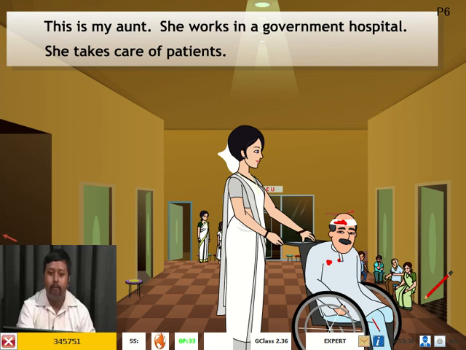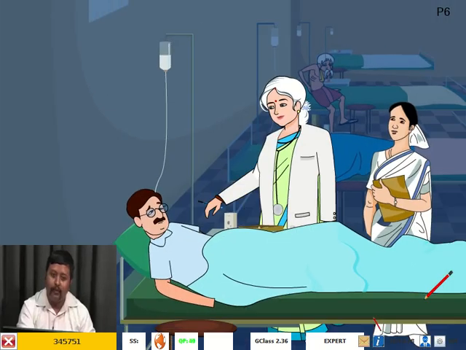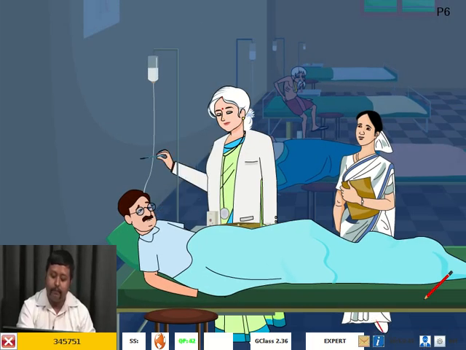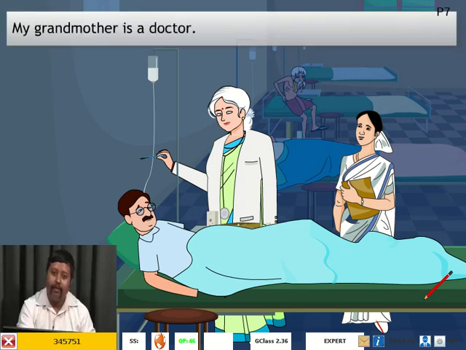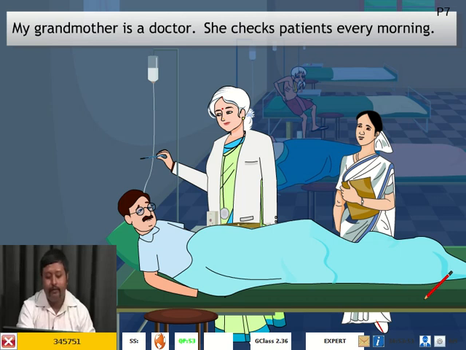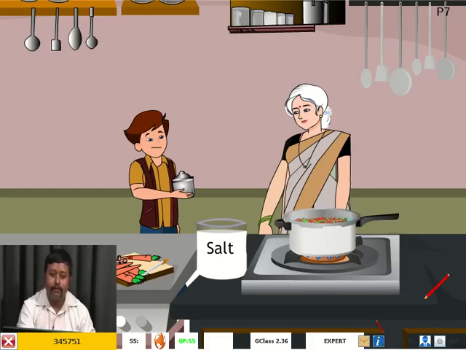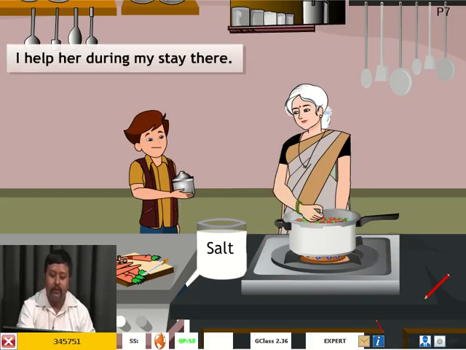These are my three lines. Okay. Then after that, what else do I have? My grandmother is a doctor. She takes patients every morning. Then I help her during my stay there.